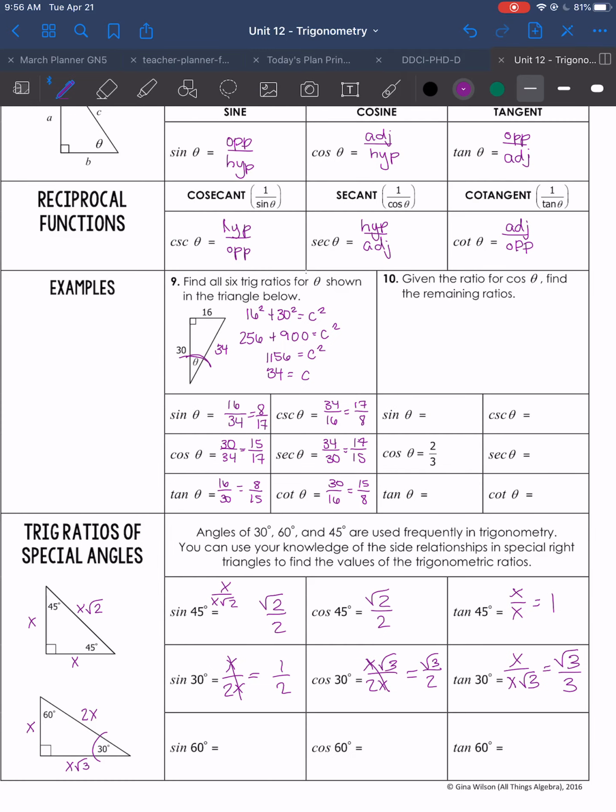And then similarly, it'll work for 60 degrees. So if we wanted to do 60 degrees, let's go use green, so cosine and sine are gonna switch. So I'm gonna have square root of 3 over 2 and then 1/2, because they're just gonna flip-flop. And then tangent is x square root of 3 over x, which will give me square root of 3.